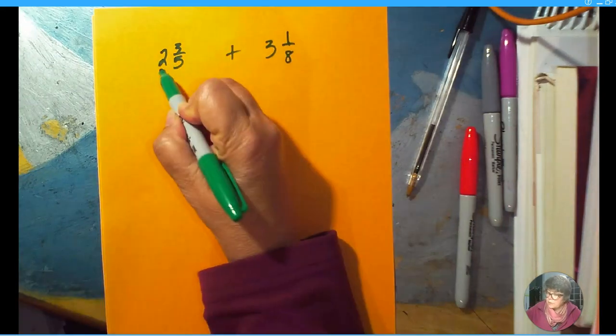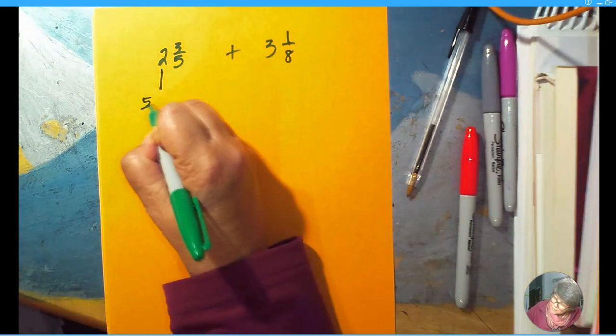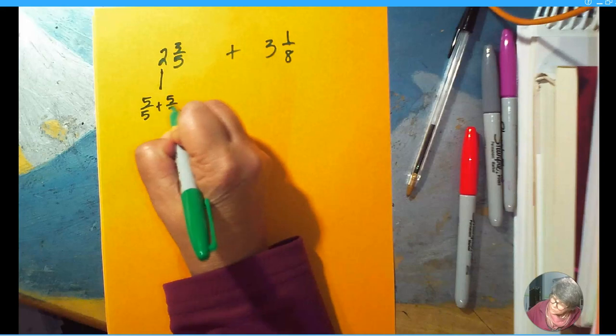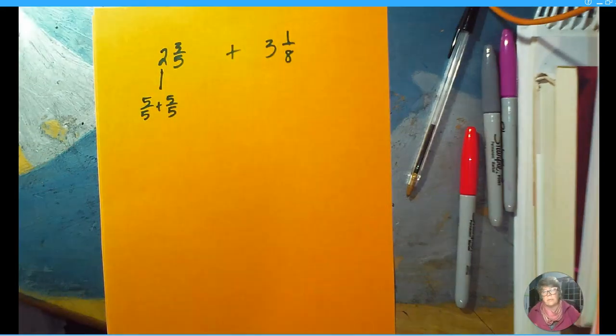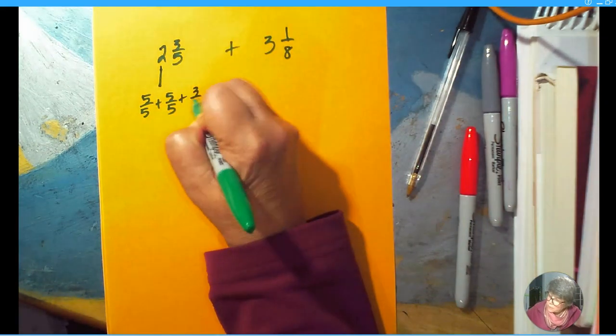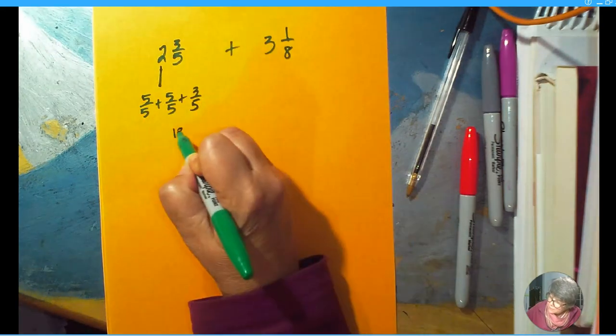So 2 is the same as 5/5 and 5/5, right? Because those are the same as 1. Any number over itself is 1. So 5/5 and 5/5, that's 2. And 3/5, so altogether that's 13/5.